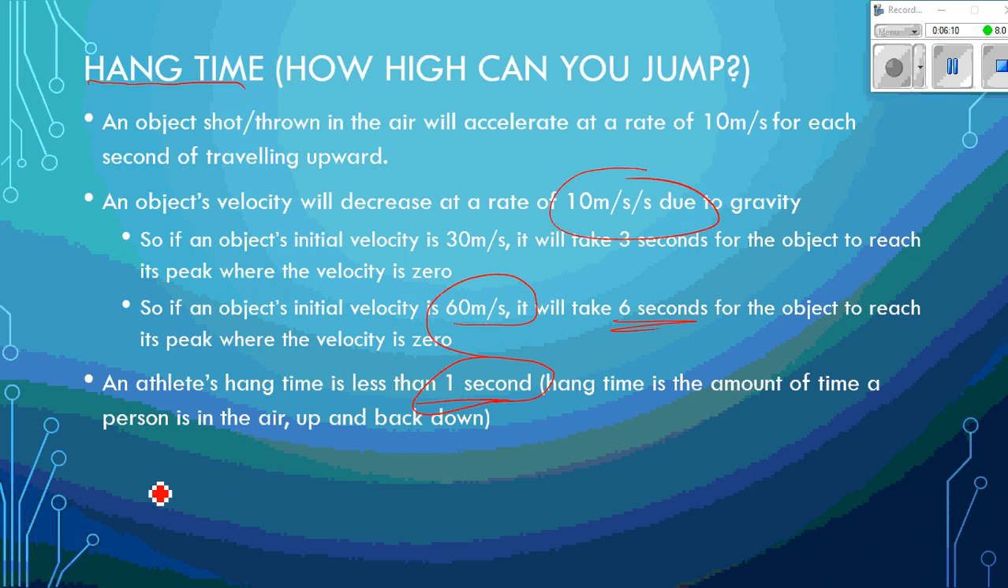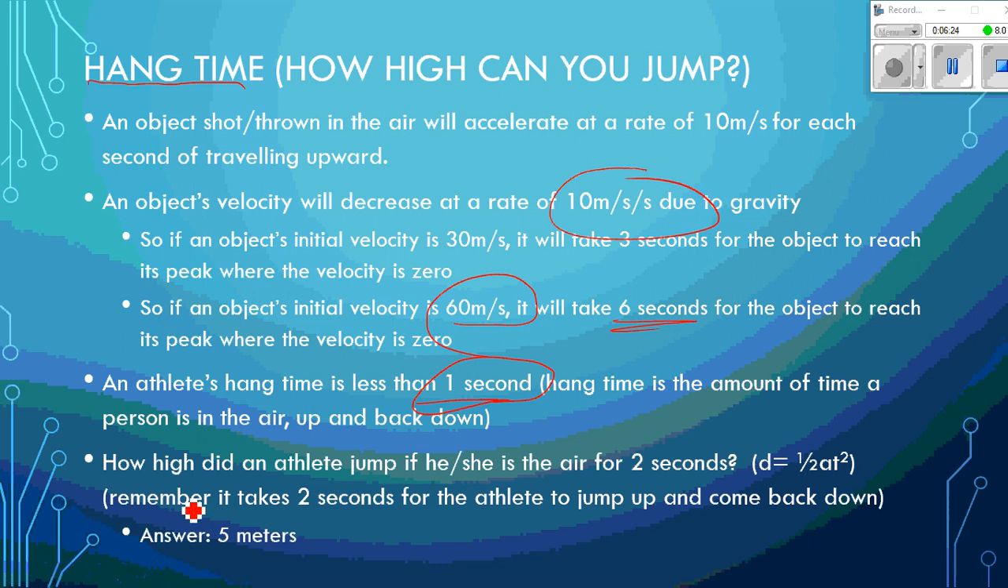But we can calculate it. So if you know how high, what'd you say his name was? Derek Jones? If you know how high Derek Jones can jump, we can figure out his hang time. So here's an example. How high did the athlete jump if he or she is in the air for 2 seconds? Okay, so there's a little contradiction here. This statement is saying an athlete's hang time is only 1 second, but the example is talking about 2 seconds.